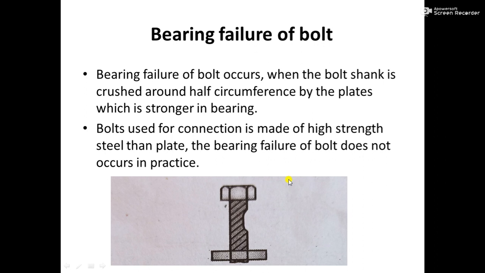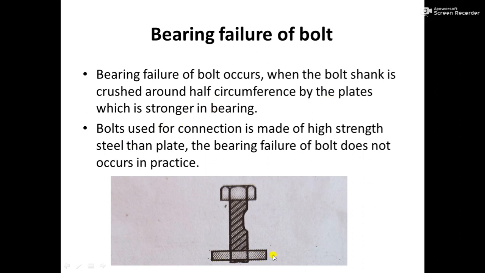Then bearing failure of bolt. A bearing failure of bolt occurs when the bolt shank is crushed. Now see, this portion is known as the shank and this portion is known as the head. This is the shank, the body of the bolt. Bearing failure of bolt occurs when the bolt shank is crushed around half circumference by the plates, which are stronger in bearing.